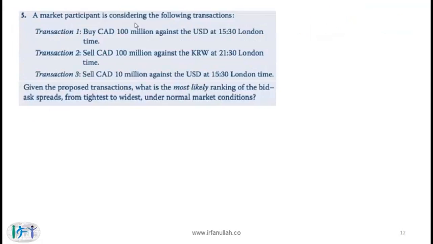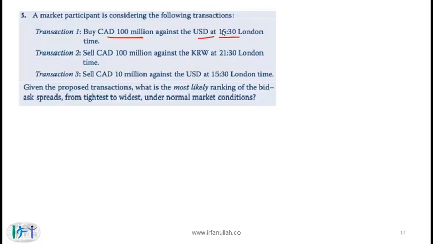And now the last question from example 1. So we are given the following transactions. Transaction 1, buy Canadian dollars against the US dollar at 15:30 London time. Now the significance of this time is that this is a time when both the London market and the New York FX market are open, so a lot of trading.